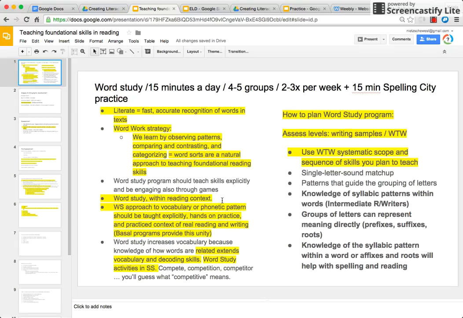And sorts and activities with word cards are a natural approach to teaching word spelling patterns because human beings are observers of patterns and categorizers. So this is just a very natural way of teaching it. Also, you can use word study in content areas with domain-specific vocabulary words with Greek and Latin affixes. So that's where you would teach that if you're teaching third grade especially. There's your standard for that.